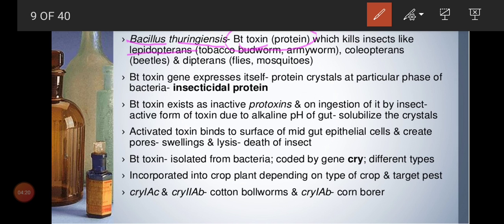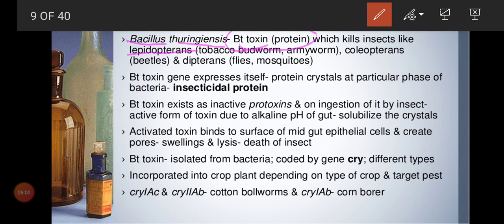Here, the tobacco budworm and armyworm are in their larval stage only, not in the mature stage. We know the life cycle of butterflies: first it lays eggs, second larva, third pupa, fourth butterfly. When the larva eats the Bt cotton, we are going to see what happens. Even in the larval stage, this compound will work. It is not in the mature stage of the butterfly, or in the pupa stage.